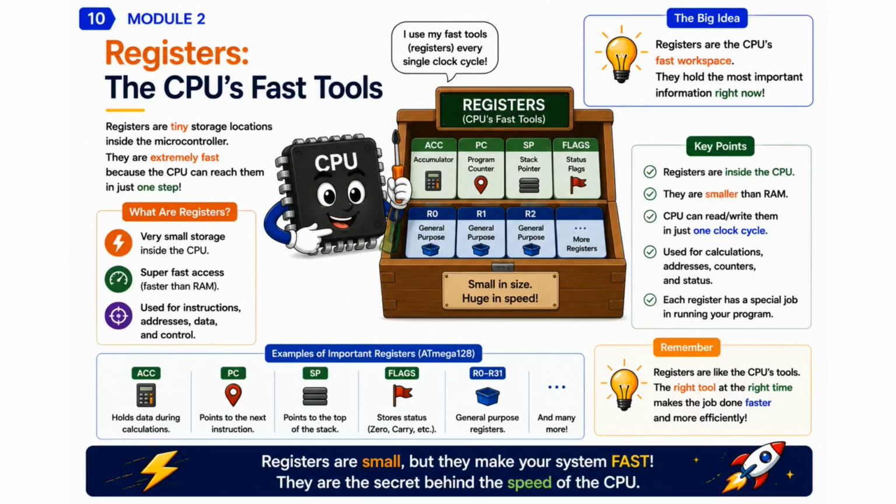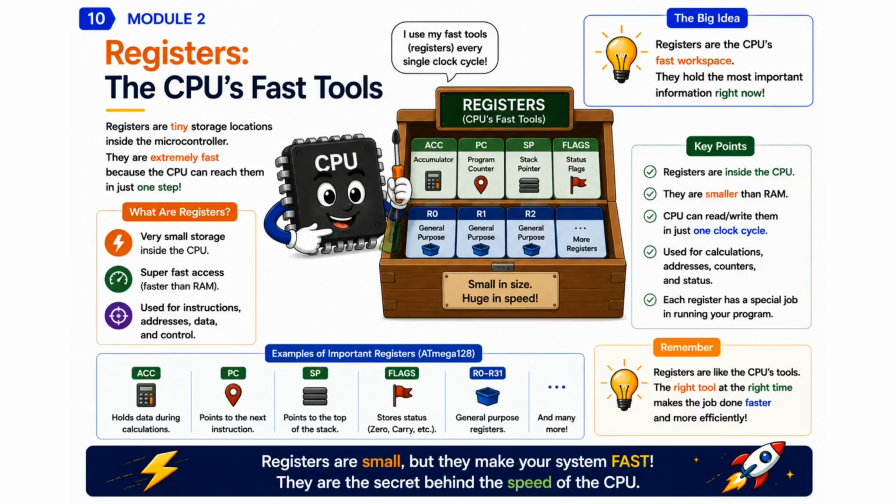Of course, this speed comes with a trade-off. Registers are very small. There are only a limited number of them, and each one usually has a specific purpose. Some registers store temporary data during calculations. Some point to the next instruction that the CPU must execute. Others keep track of the stack, which is used when calling functions. And some registers store important status information, such as whether the result of a calculation was 0 or whether a carry occurred. There are also general-purpose registers that programmers and compilers use to perform everyday operations.